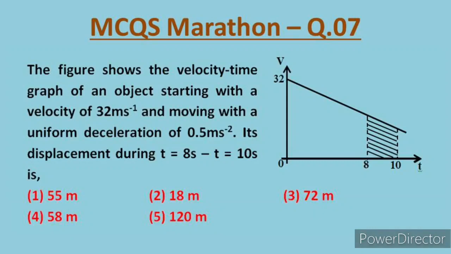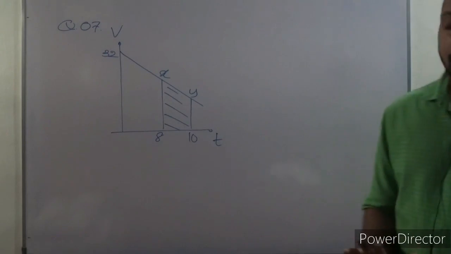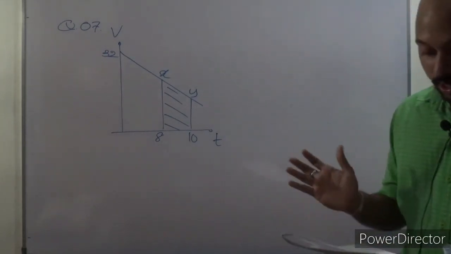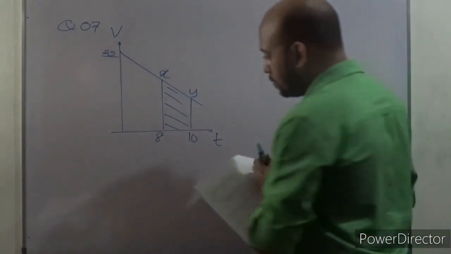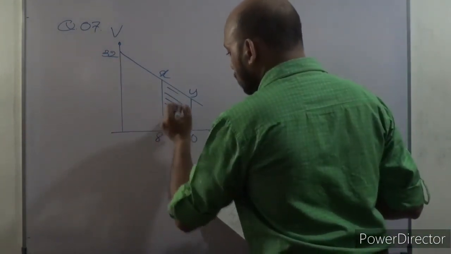Okay, question number 7. The figure shows the velocity time graph of an object starting with a velocity of 32 meters per second and moving with a uniform deceleration of 0.5 meters per square second. Its displacement during t equals 8 seconds to t equals 10 seconds is? Here it asks about the displacement, in this colored area.